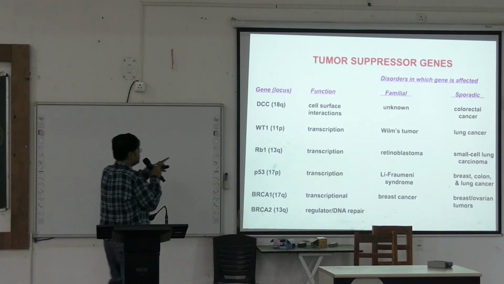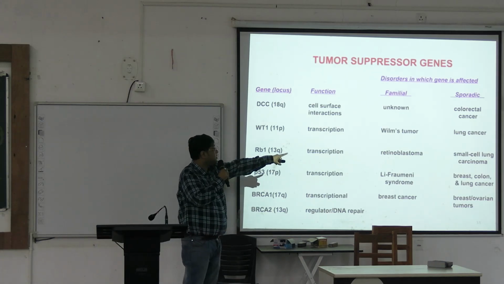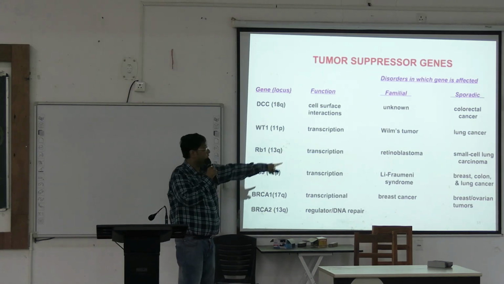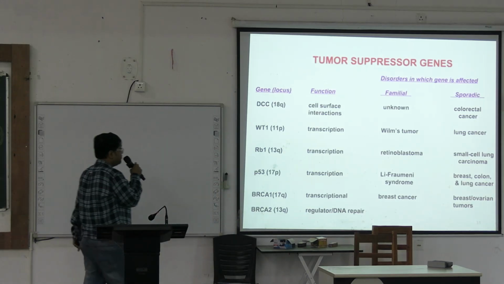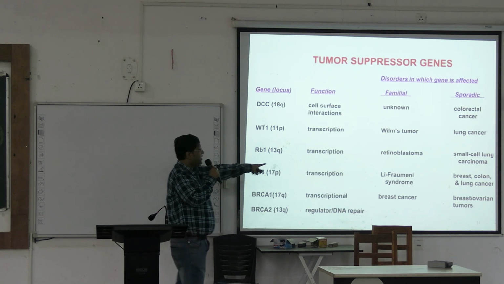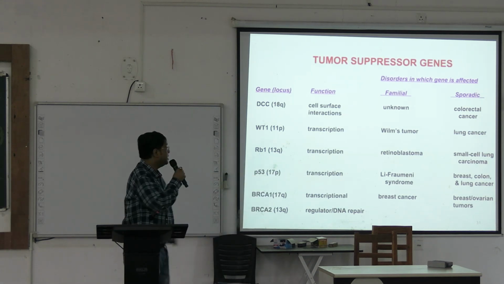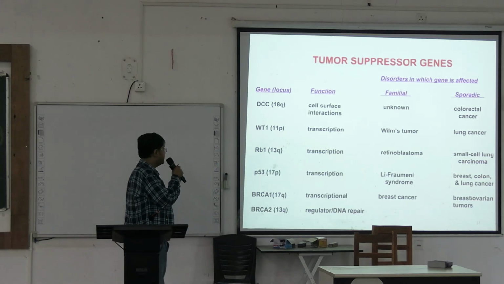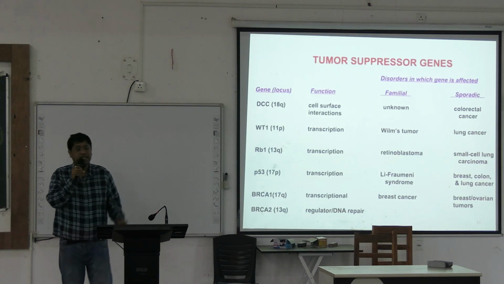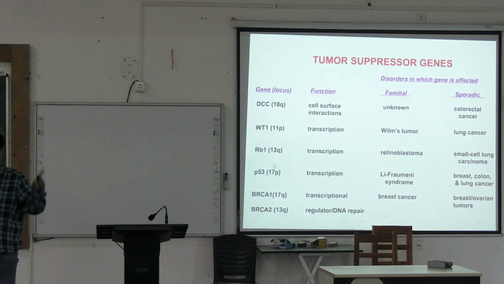RB, that we were discussing, RB leading to retinoblastoma, the name itself has it, and small cell lung carcinoma. P53 extremely important, Li-Fraumeni syndrome. We have read Li-Fraumeni syndrome, na? Li-Fraumeni syndrome and breast, colon and lung cancer. And BRCA1, as we already discussed, breast cancer. Very, very high yield list.